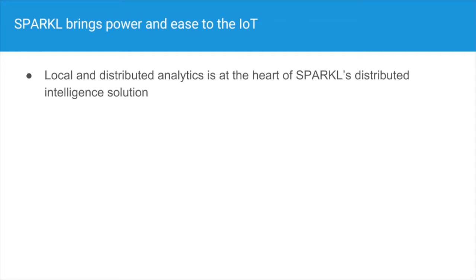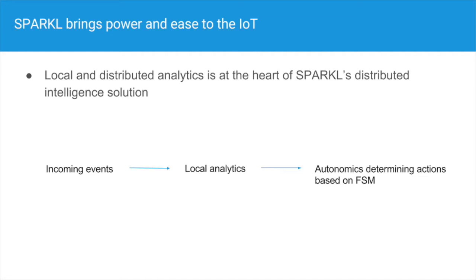In summary, local and distributed analytics is at the heart of SPARKL's distributed intelligence solution. In this video, we've seen some simple local analytics on incoming event streams being performed in order to determine the next course of action based on finite state machine state. In the future, machine learning also could be applied here to ease the definition of what incoming event streams mean and thus what actions should be performed.